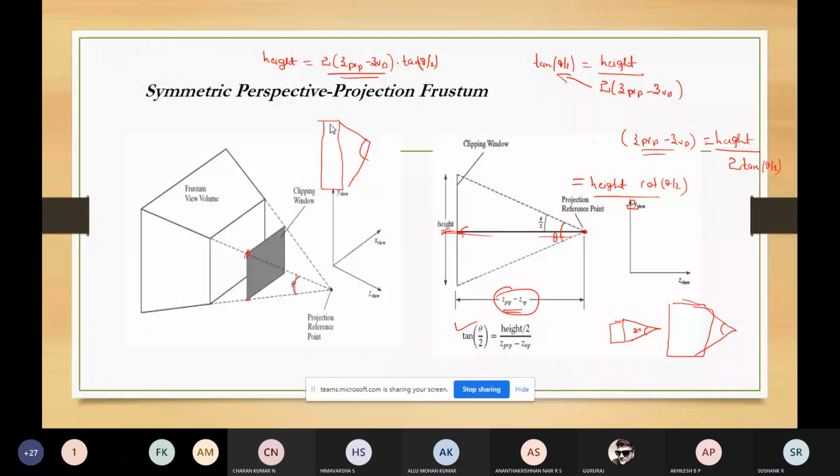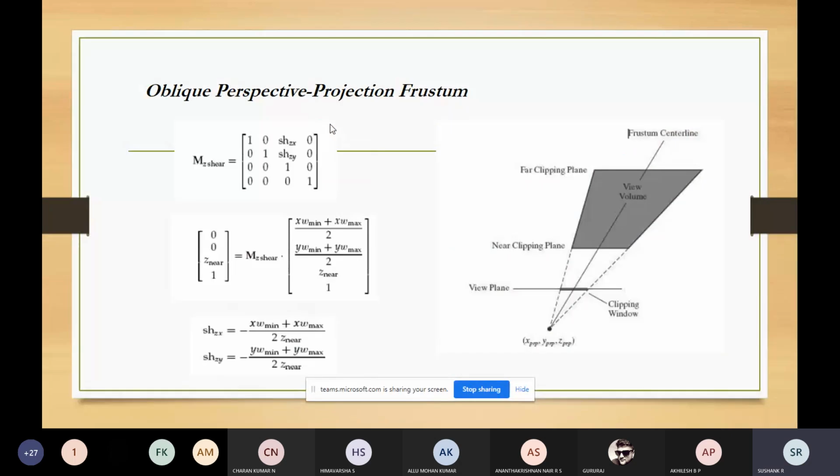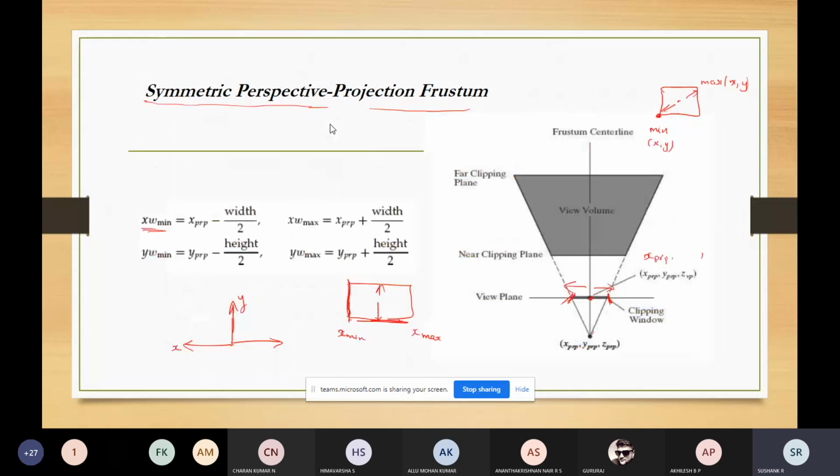So next, this is another case. There you can see it was symmetric. It was dividing this cone into equal parts, but here the line is at some angle. So this we will call oblique perspective projection. Any doubt with respect to this symmetric perspective projection first term?